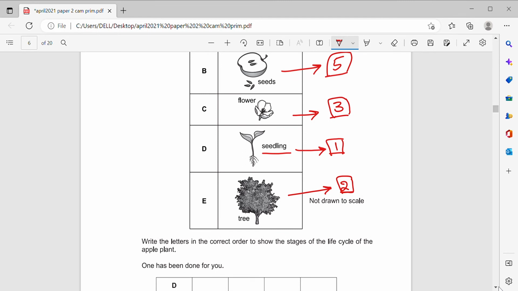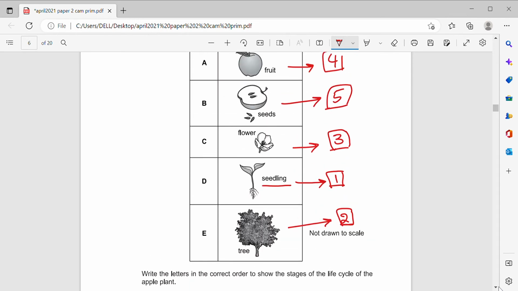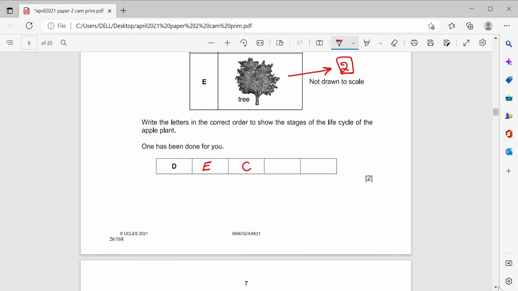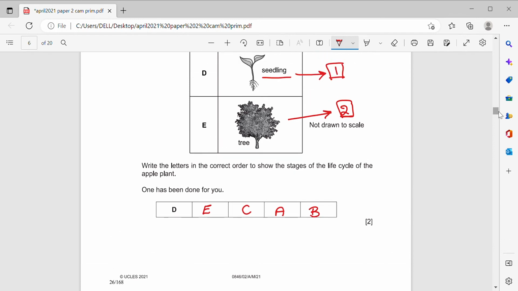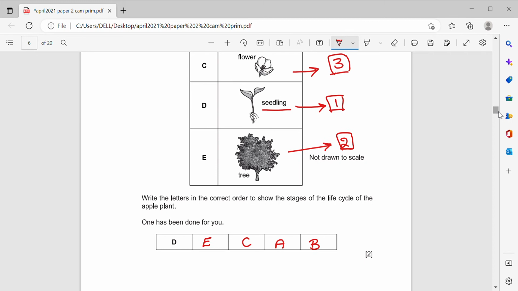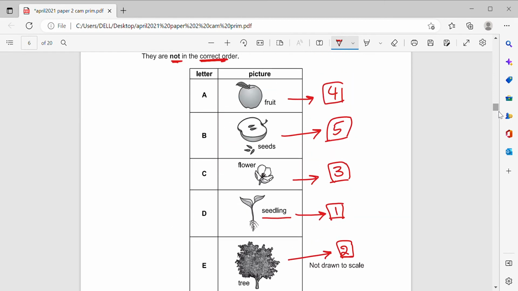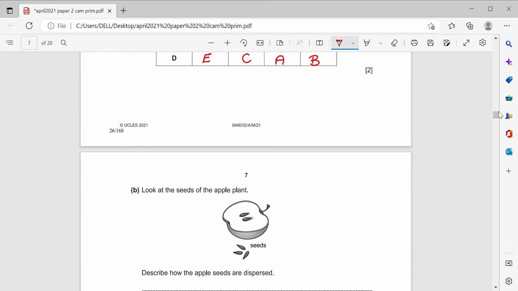Number 2 is E. Number 3 is C. Number 4 is A, and 5 is B. So this is the correct order, because we start with the seed, the baby plant, then germination, growth, reproduction, pollination, seed spreading. These are the stages of the plant life cycle.